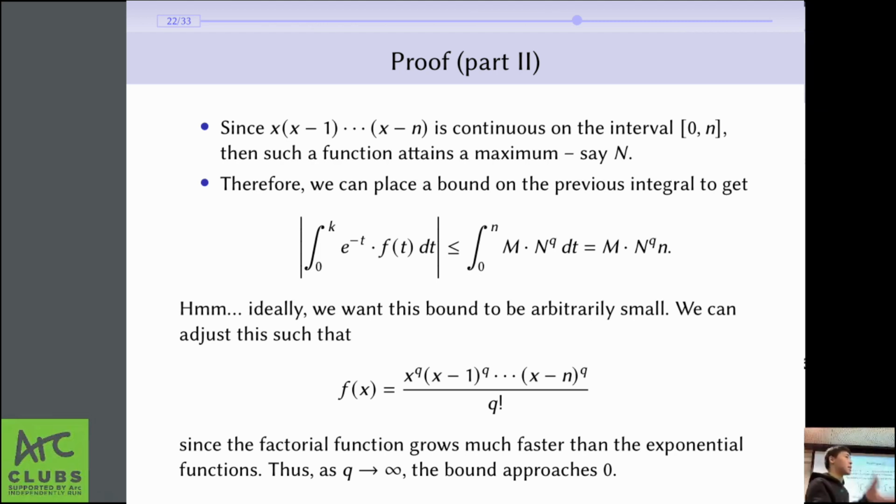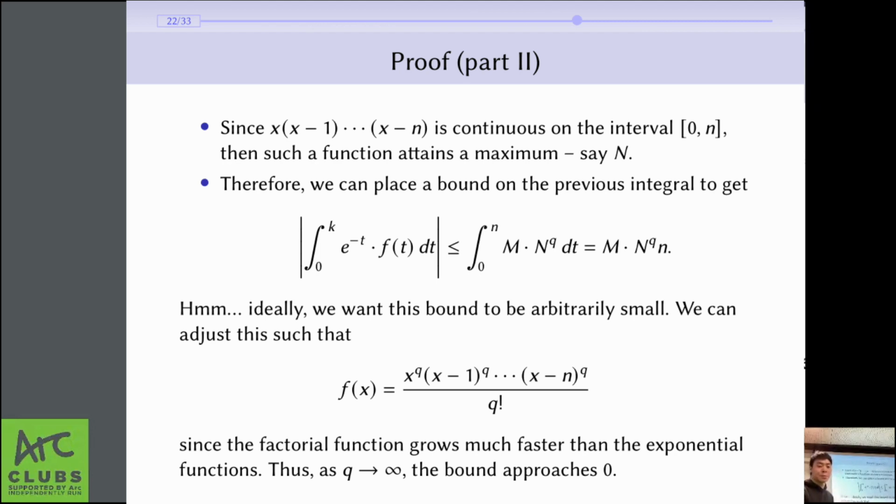Well, what other function grows much faster than exponentials? And the answer is factorials. So if we divide by a factorial, then whatever's going to be on the right-hand side, we're just going to divide by q factorial. And if we divide by some q factorial, then what we're going to be left with is something that goes to 0 as you make q arbitrarily large, right? Because the top part is some exponential, the bottom part is some factorial, and because factorials grow much larger than exponentials, we know that this should vanish, or this should go to 0.